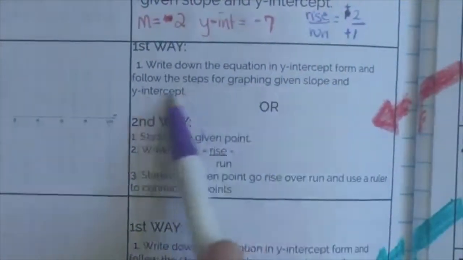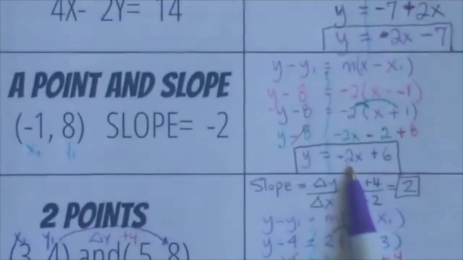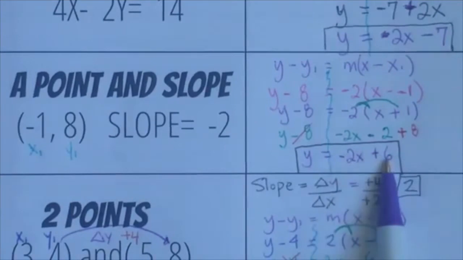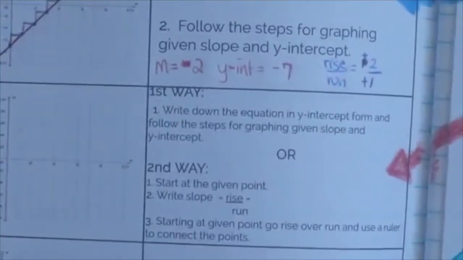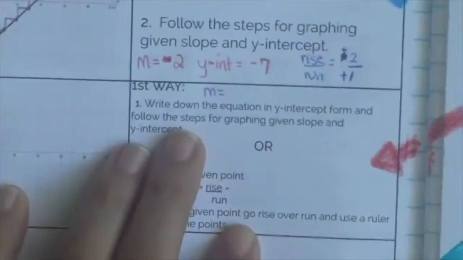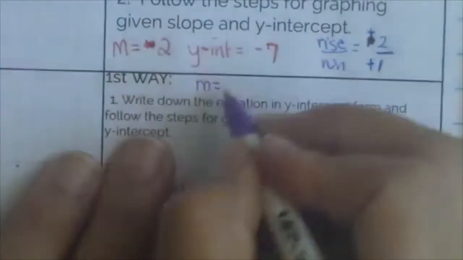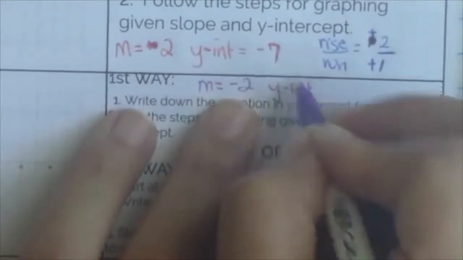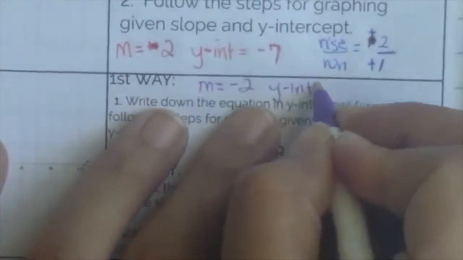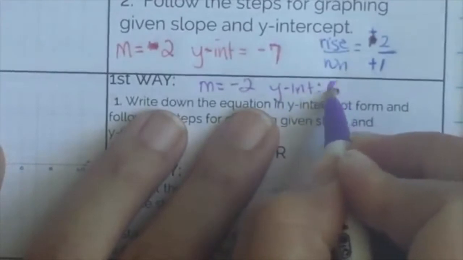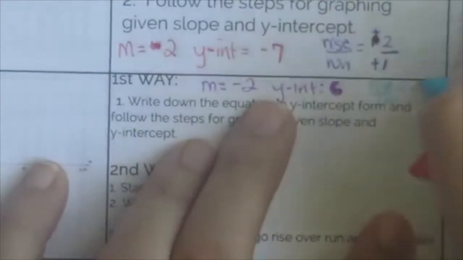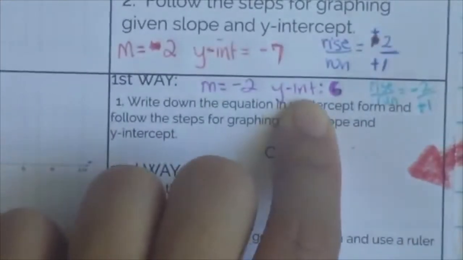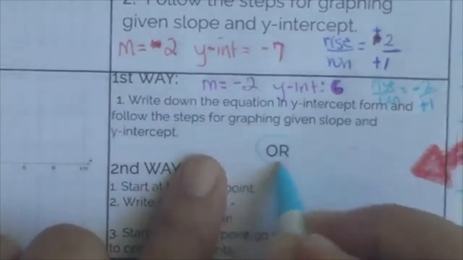Alright, so the first way is like we've been doing it before: getting into y equals mx plus b and then following the steps for graphing. So in y equals mx plus b, m is the slope, -2, and the y-intercept is +6. Do rise over run, -2 over +1. So you start at +6 and then go down 2, to the right 1.